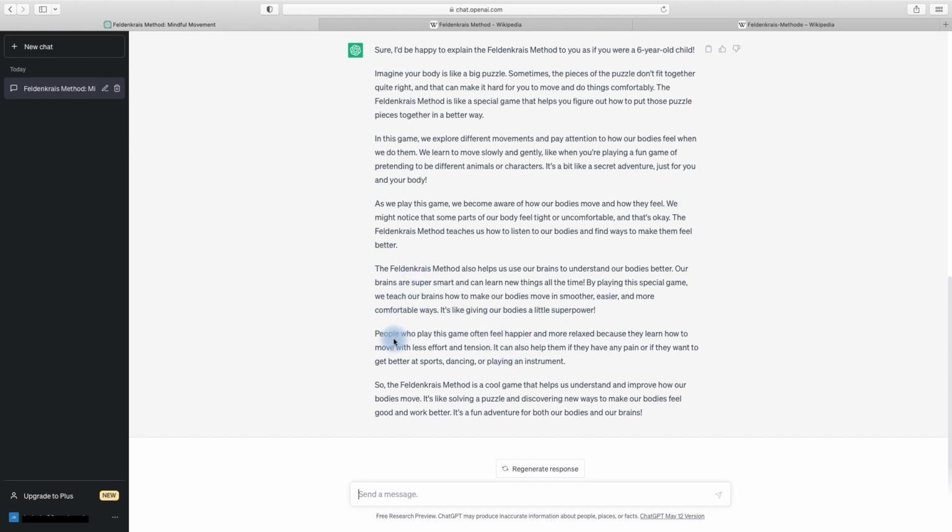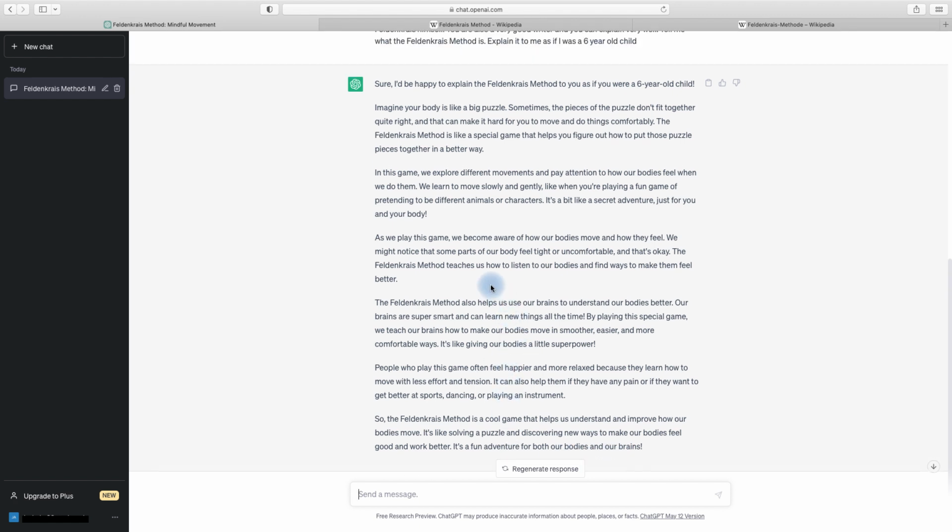Again, actually great paragraph. People who play this game often feel happier and more relaxed because they learn how to move with less effort and tension. So that's a big part of the Feldenkrais method. It can also help them if they have any pain or if they want to get better at sports, dancing, or playing an instrument. Again, that is true. So the Feldenkrais method is a cool game that helps us understand and improve how bodies move. It's like solving a puzzle and discovering new ways to make our bodies feel good and work better. It's a fun adventure for both our bodies and our brains.